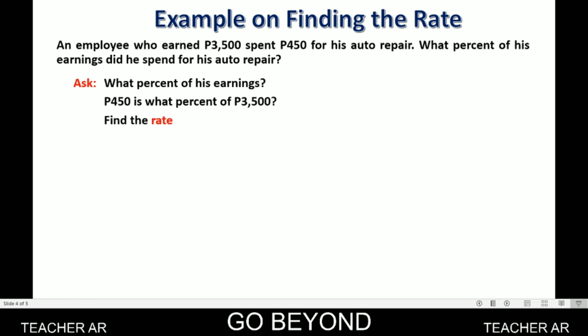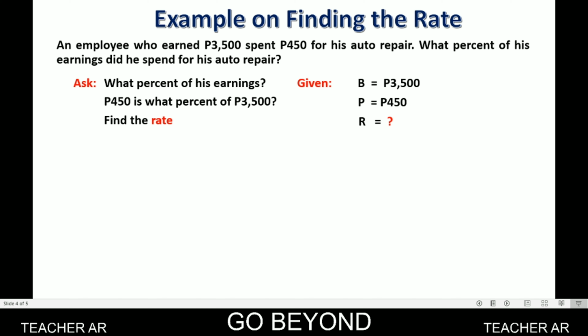So, let us now identify the given. So, the given is base is 3,500 pesos. Because 3,500 is kasama niya si of. That is the base. While the percentage 450 is. Okay, kasama niya si is. That's our percentage. So 450 pesos is our percentage. And we are looking for the rate.